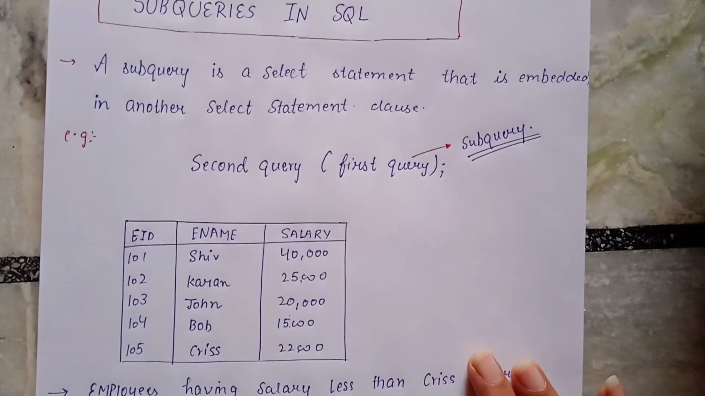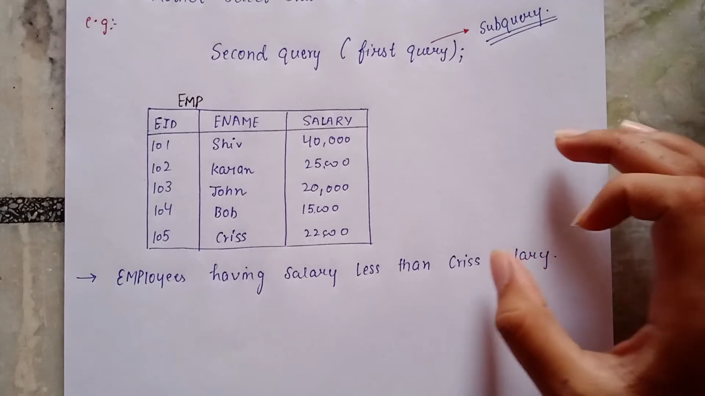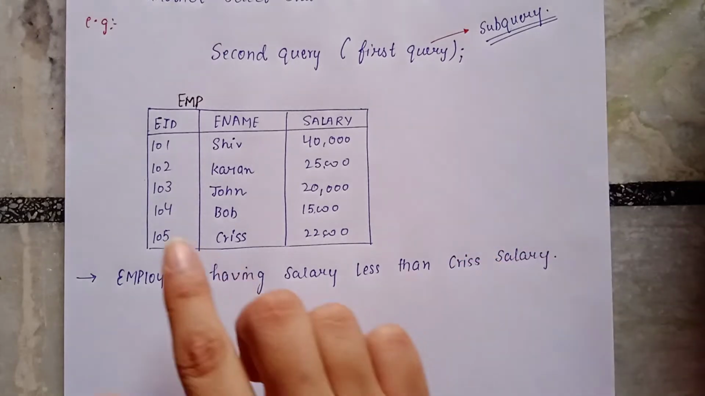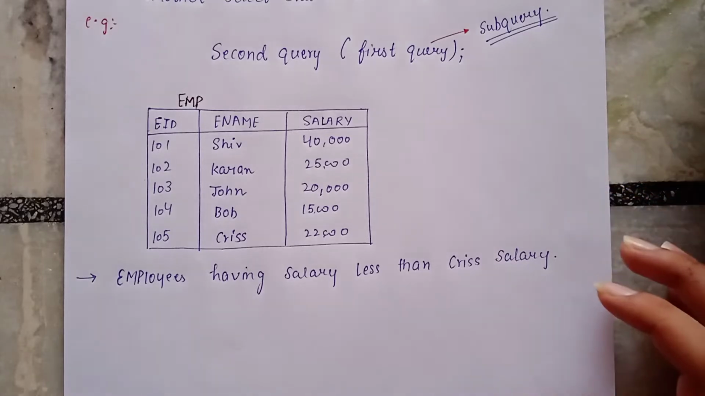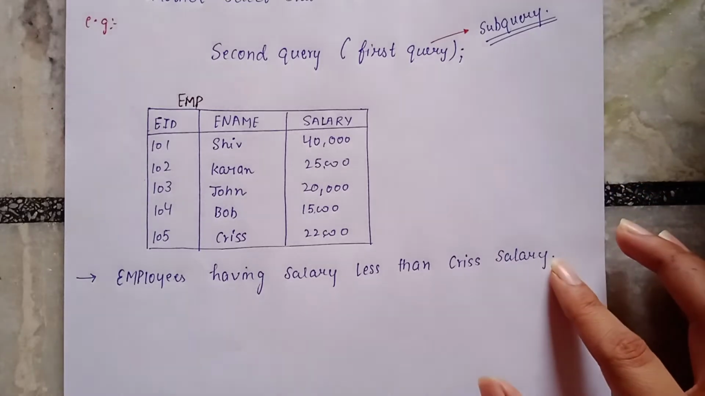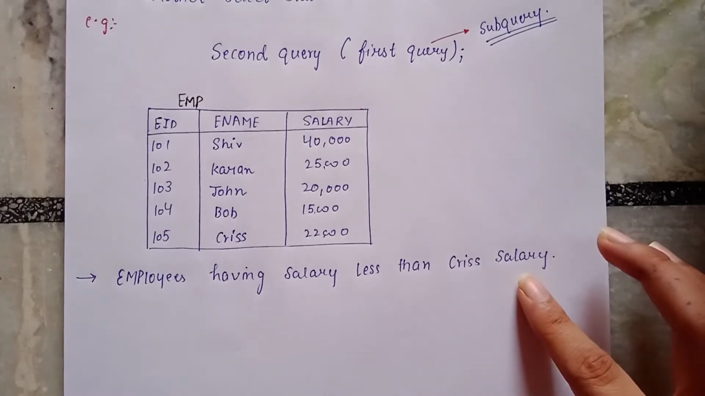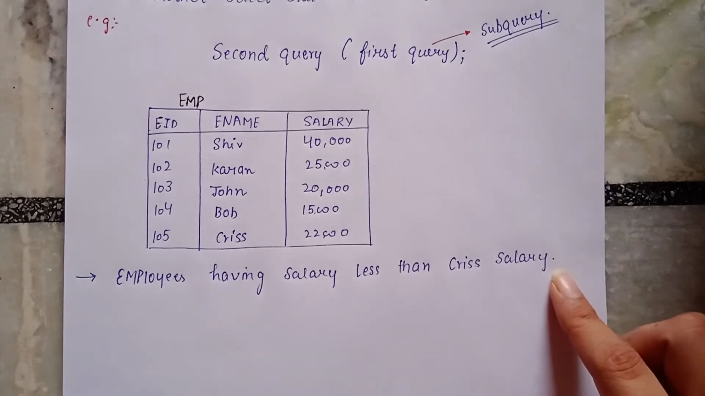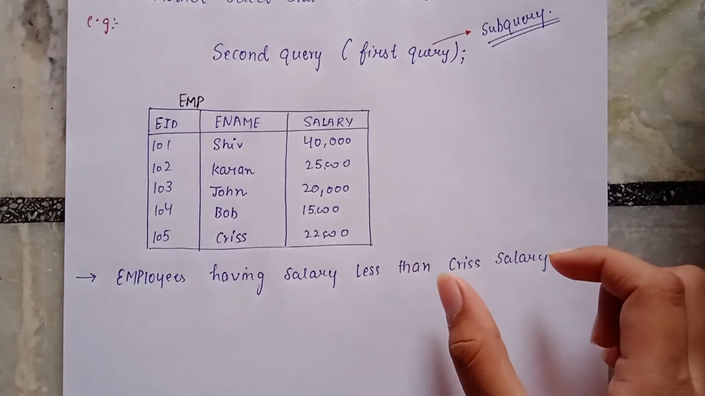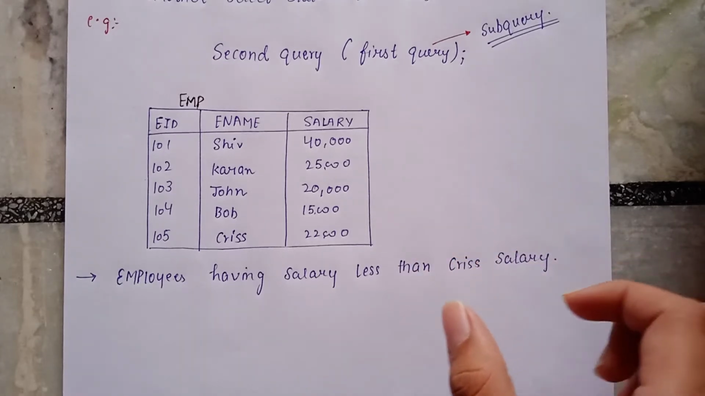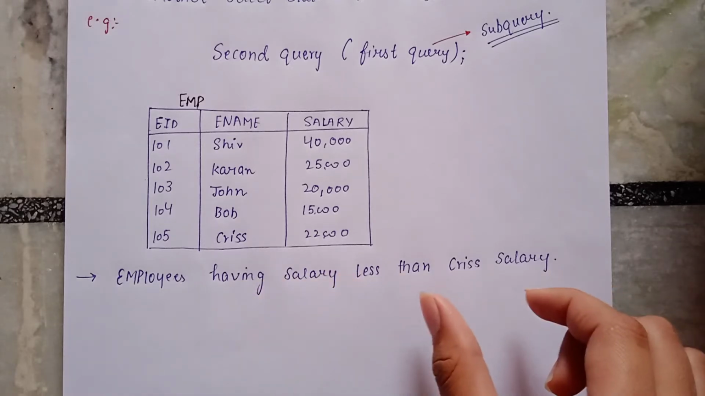Okay, now let us understand these subqueries with the help of an example. Here, this is an employee table consisting of three columns: employee ID, employee name, and salary. Let's suppose in this table we want to find the employees having salary less than Chris' salary. In this case, firstly we will have to find the salary of Chris, because the salary of Chris is not mentioned in this query. So firstly we will find the salary of Chris from this table, and we'll use the result of that subquery as a search condition for finding the employees whose salary is less than Chris's salary.